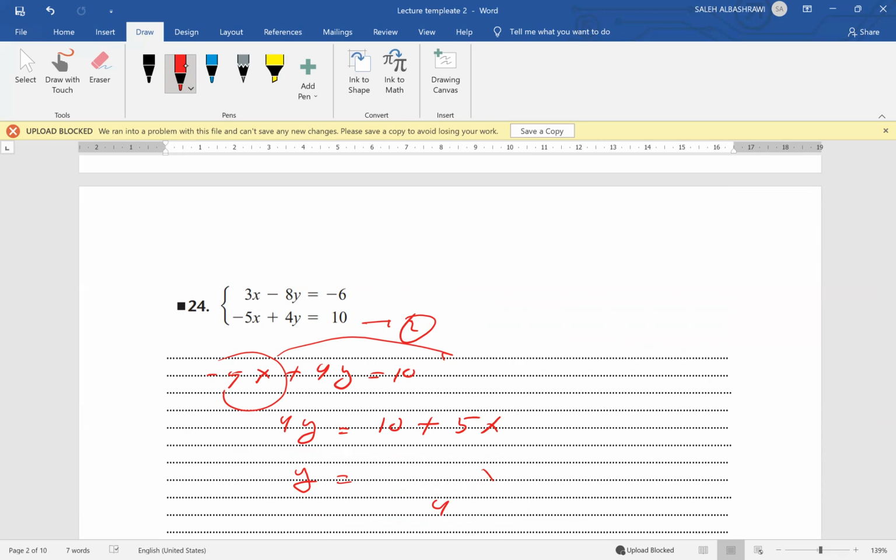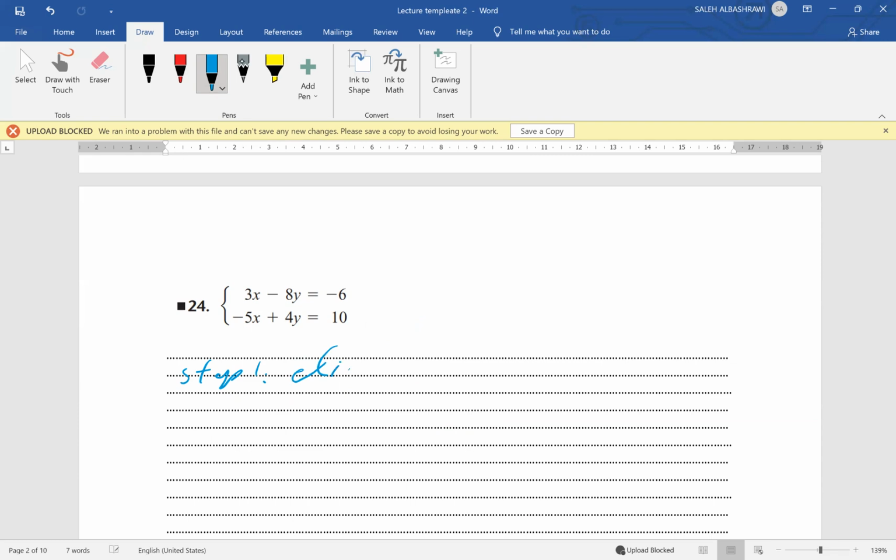Again, this is by substitution, but I need to do it by elimination. I think I made a mistake in this one. For the elimination, I need to eliminate one of them, either x or y. So I'm going to eliminate y. Step number 1. Eliminate y. To eliminate y, I'm going to multiply the first equation by the second coefficient 4, and the second equation by the first coefficient, which is minus 8.